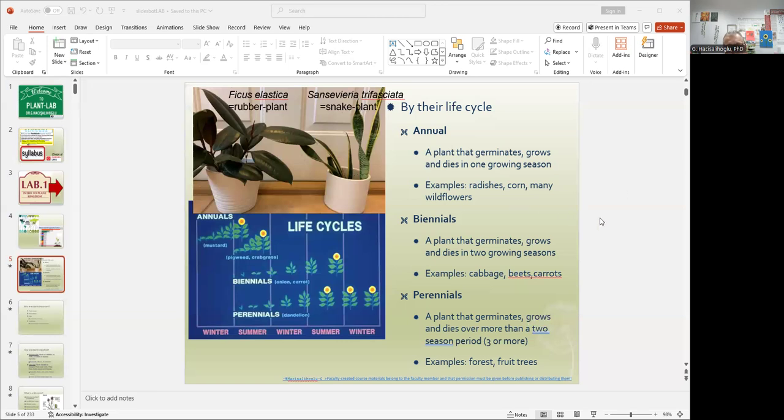And every lab we have a couple of plants. You can see two plants here. One is the snake plant here on the right side, which is Sansevieria, and on the left side is the rubber plant. The difference between these two is the snake plant is a monocot plant, and the rubber plant here is dicot.